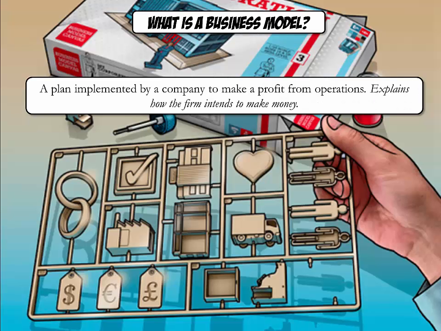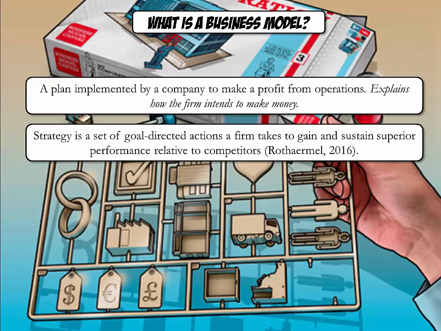In colloquial terms, the business model explains how the firm intends to make money. It is a plan implemented by a company to make a profit from operations. Strategy and business models are linked.